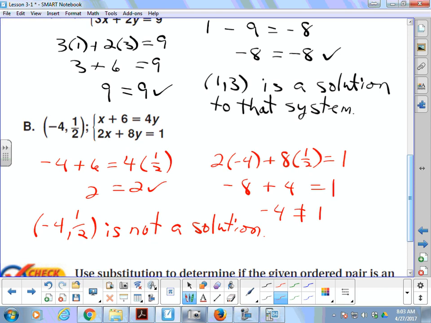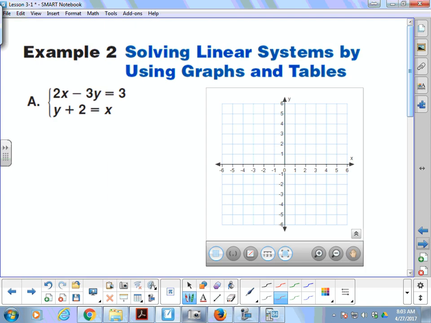Now let's look at graphing. We're going to solve systems by using graphs and tables, but we're going to completely focus on graphs. When you're graphing them, you can do it two different ways. You can use the intercept method, or you can use the slope-intercept method. We're going to focus on the slope-intercept method because in the next example we're going to classify systems by how many solutions there are. The best way to do that is to have them in slope-intercept form.